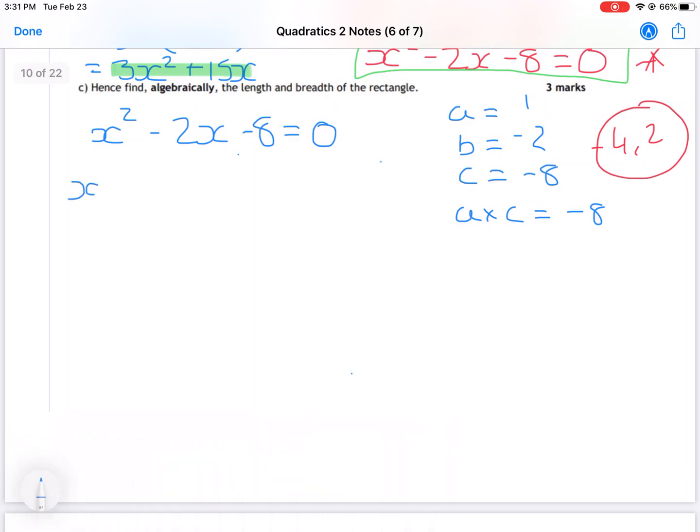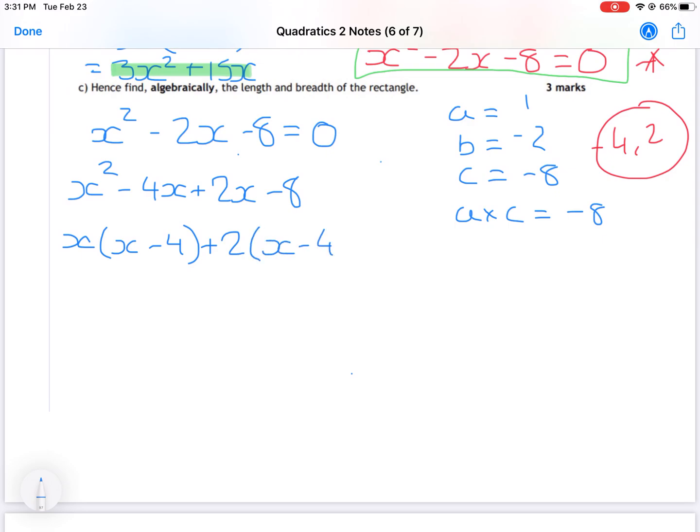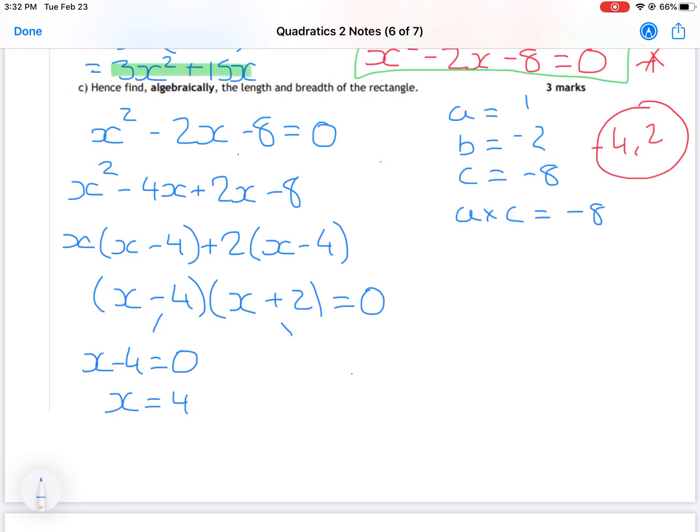So therefore we end up with x squared minus 4x plus 2x minus 8. Take out a common factor of x from the first two, leaves x minus 4. Common factor of 2 from the second two leaves x minus 4. And the two brackets are x minus 4 and x plus 2. That's equal to 0. X minus 4 equals 0, so x equals 4. Or x plus 2 equals 0, so x equals negative 2.